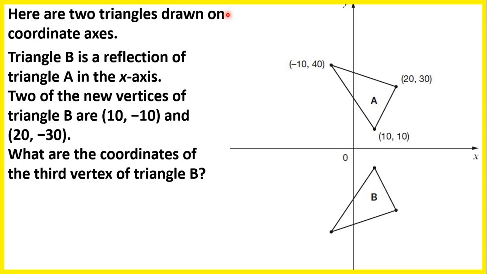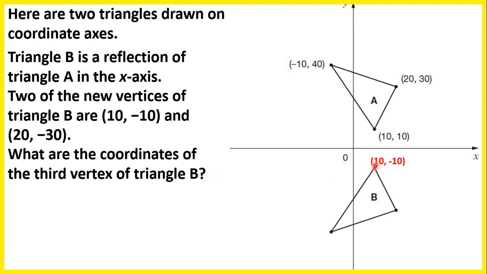Here are two triangles drawn on coordinate axes. Triangle B is a reflection of triangle A in the x-axis. So this line here, the x-axis, is the line of reflection. Two of the new vertices of triangle B are (10, -10) and (20, -30). What are the coordinates of the third vertex of triangle B?